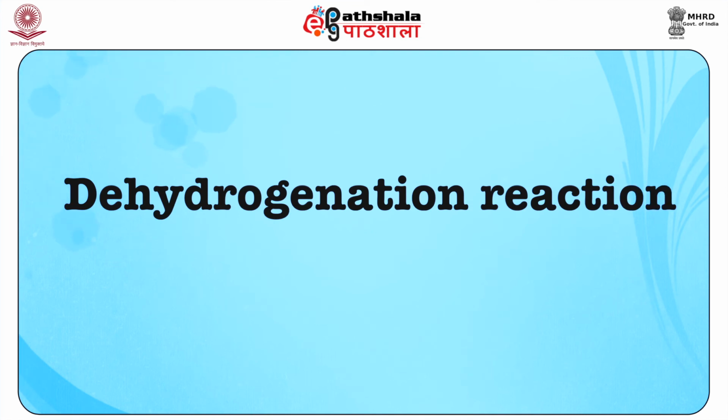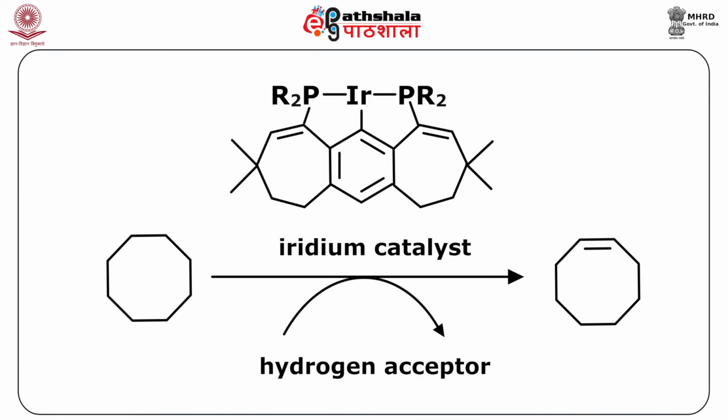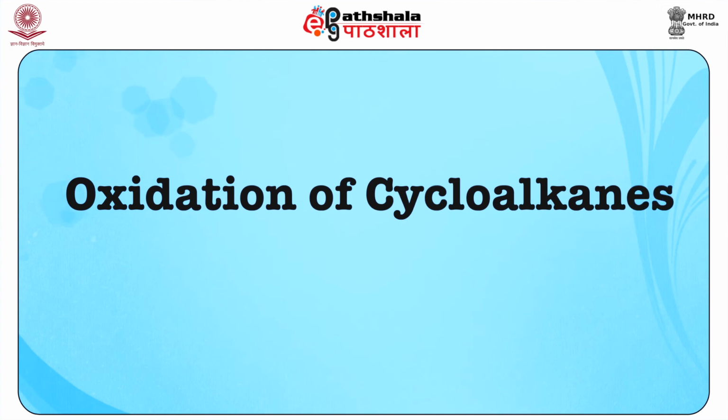Dehydrogenation reactions of these macrocyclic ring systems. The reaction of cyclooctane with an iridium catalyst in the presence of a hydrogen acceptor gives cyclooctene. Oxidation of cycloalkanes. The oxidation of cycloalkanes usually gives cycloalkanones and cycloalkanols. Hydrogen peroxide as oxidant is the more preferred reagent, in an appropriate solvent and/or metal organic frameworks. The oxidation of cyclooctane was carried out in acetonitrile solvent using hydrogen peroxide as an oxidant to give cyclooctanone as major product.